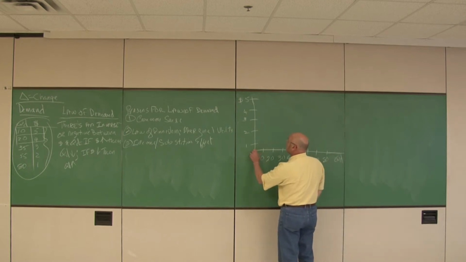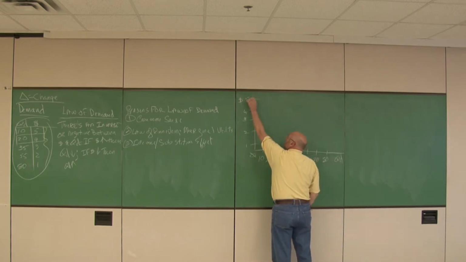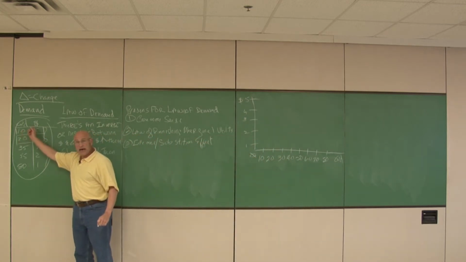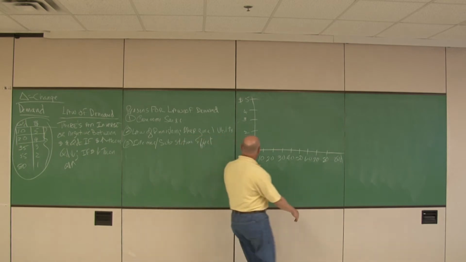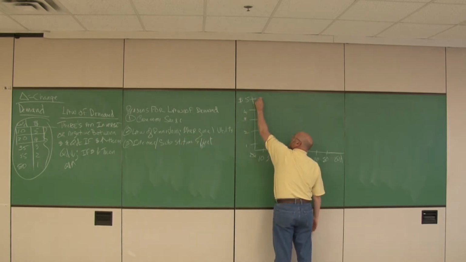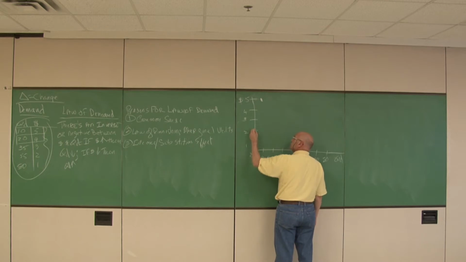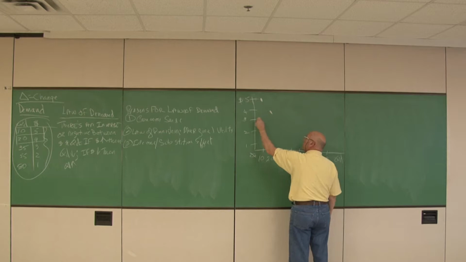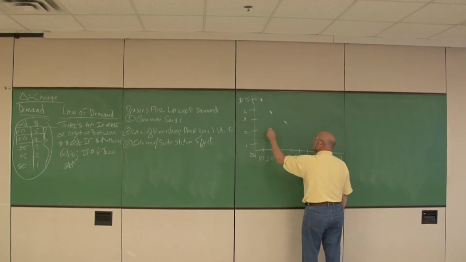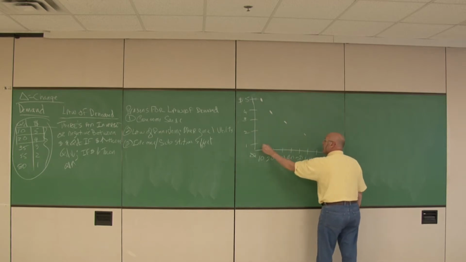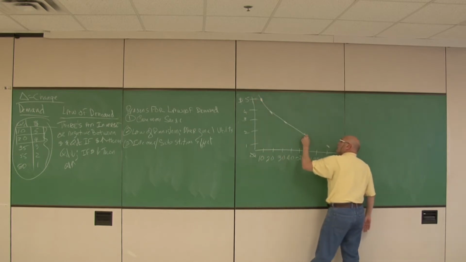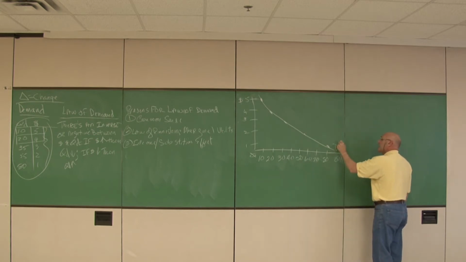If the price is $5, I'm going to go up to 5, and I'm going to come over and I realize that the quantity demanded that I have at $5 is 10 units. So I come over to 5, I come over to 10, and I plot a point. Do the same with the rest of these. At $4, I will purchase 20. Go up to 4, come over to 20. 3 is 35, 2 is 55, and 1 is 80. And if I simply join the points, I have a picture of my demand schedule.